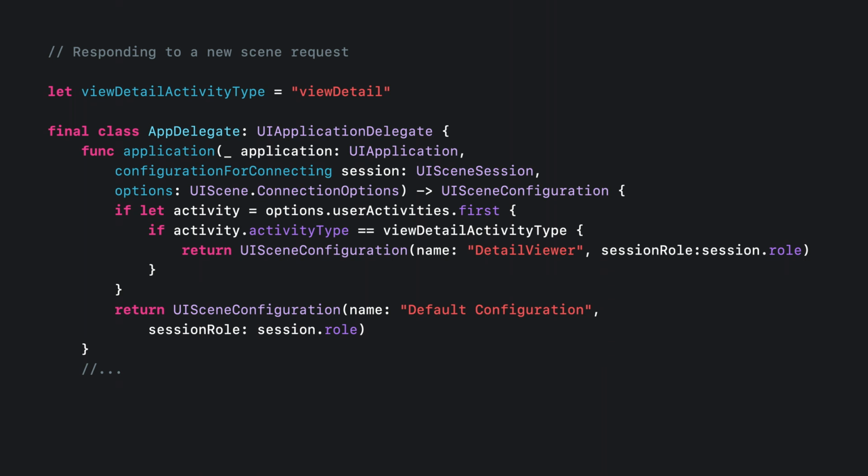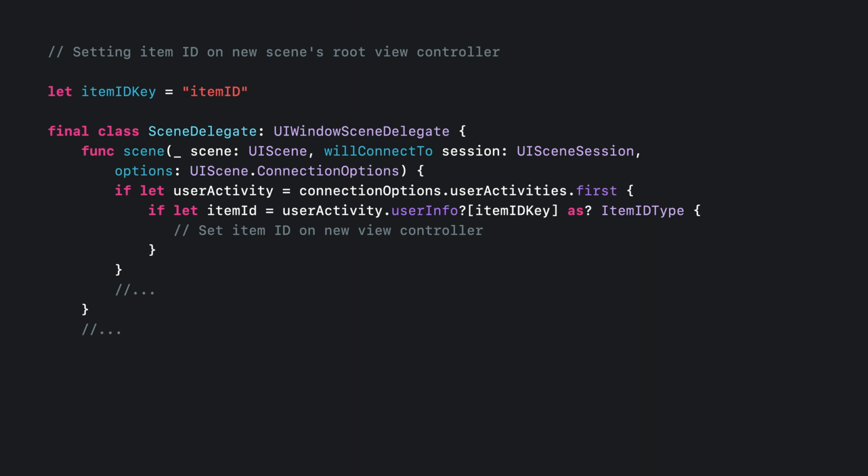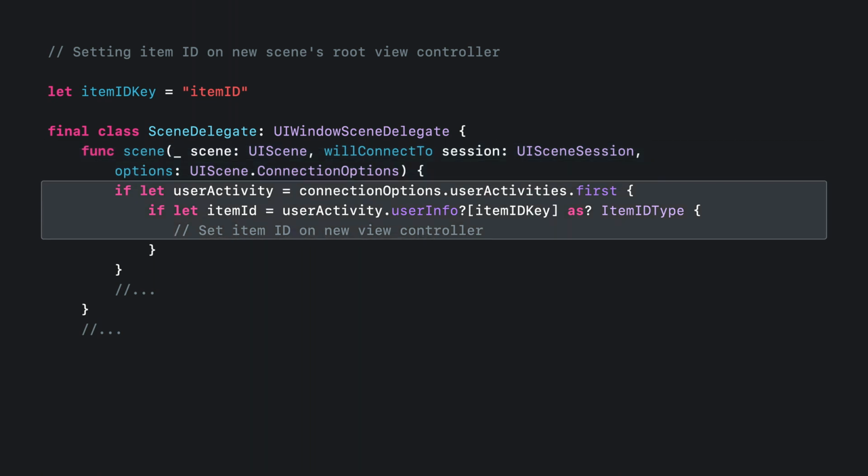There is one more thing to do. Remember that we saved the item ID for the item to be shown? We still need to set that value on the view controller of the scene that we just created. We do that in our scene delegate class. The scene(_:willConnectTo:options:) function is called just before the scene is about to be shown on the desktop. The user activity that was passed into our application delegate is also passed into this function in the scene delegate. We can now extract the item ID from its user info dictionary and set it on our new view controller.